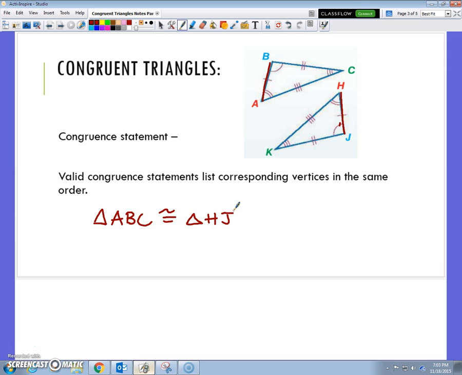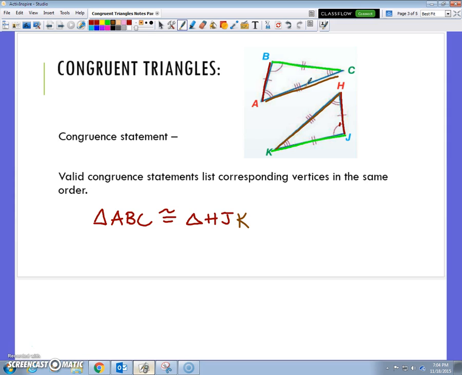Okay, and then I'm going to look at the BC part. Those are my next two letters. BC has the 2 dashes on it, and in the other triangle, that would be the JK. So BC would go with JK. So I'd write it just like that. Okay, so this would be a valid congruent statement. And then finally CA and KH should match as well. CA and KH, and they do. They both have the three dashes to indicate that they are the same length.